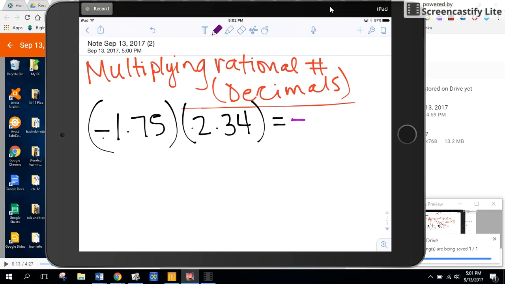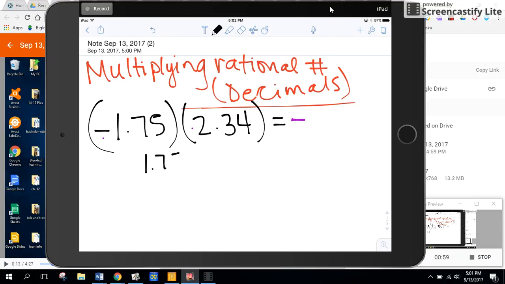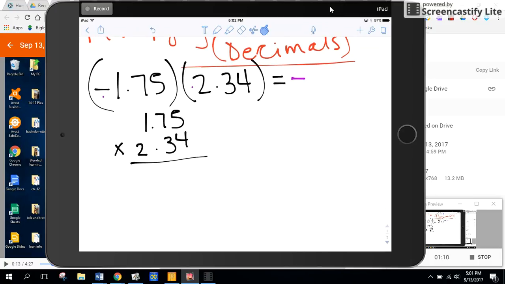Now I will line up my numbers. Again, look at the organization of my work here. So I'm going to do 1.75 and I'm going to multiply by 2.34. In this situation, because of the numbers I chose, my decimal points are going to line up. But again, in multiplication, it's more important to line up your numbers than your decimal points.